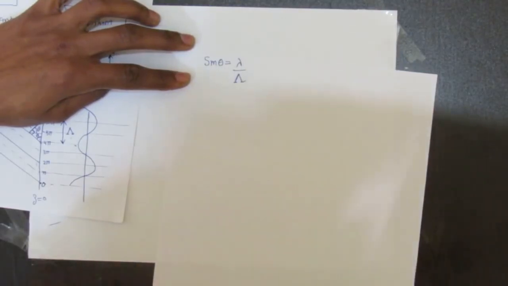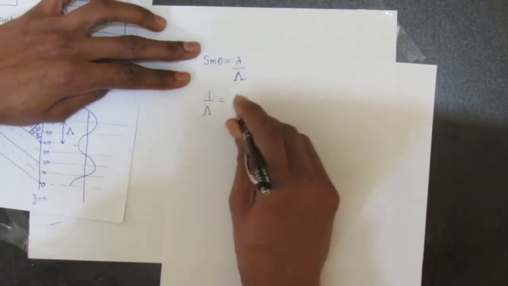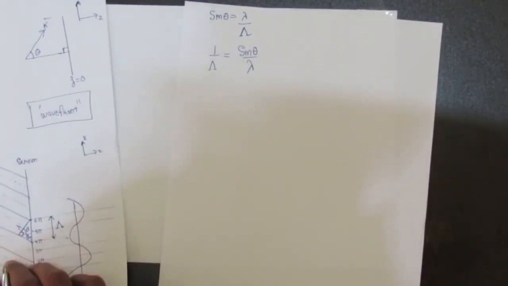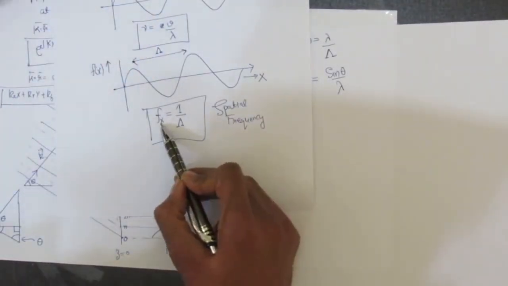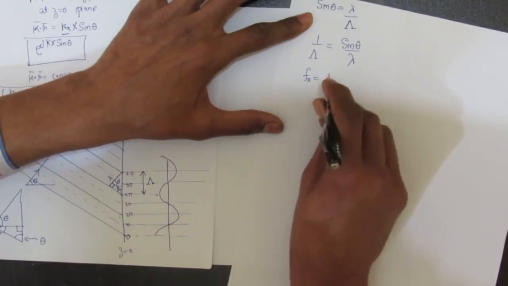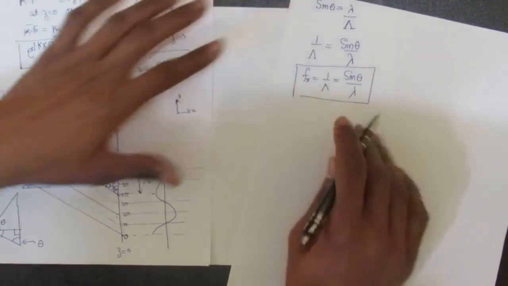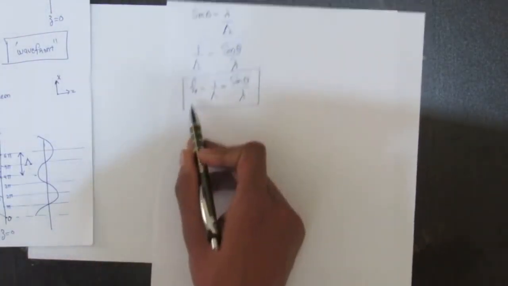Now that simply means that 1 divided by capital lambda will be given by sine theta divided by small lambda. And as I mentioned, this is exactly the spatial frequency associated with the signal. This 1 upon lambda is your spatial frequency. So that means fx, the spatial frequency associated with the plane wave, will be simply sine theta divided by lambda. Right? So this is your spatial frequency associated. As you can see, the spatial frequency depends on angle theta.